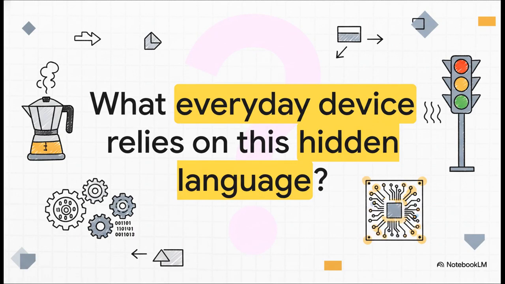So that kind of leaves us with one final thought. From your coffee maker to the systems that control the traffic lights on your way to work, this hidden language is absolutely everywhere, silently translating our needs into the binary heartbeat of machines. So what everyday device did you use today that deep down relies on this secret code to even function?